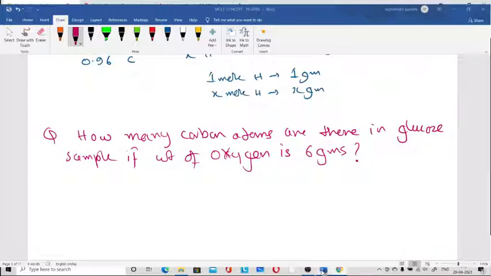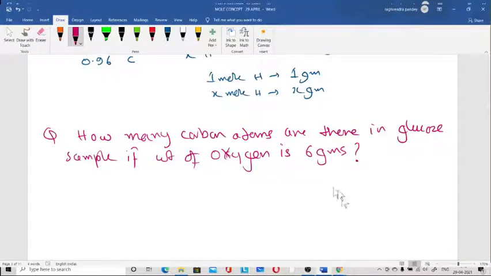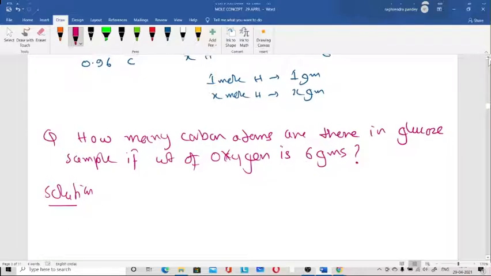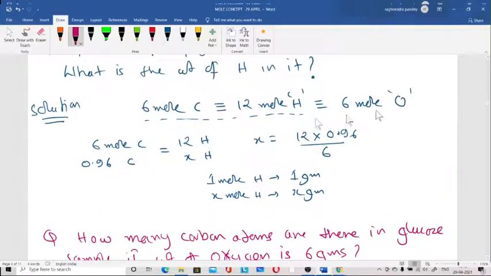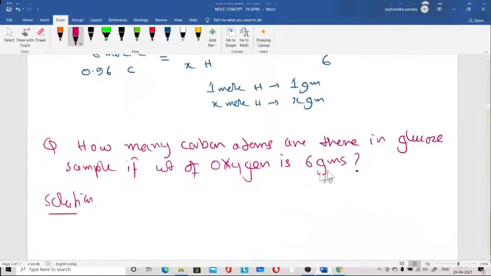Okay, so let's start solving it. Can you see the word file? So what is the solution? First, you have to see this one. That we did: 6 mole of carbon is equivalent to 6 mole of oxygen, because we need oxygen and carbon equivalence. So the weight of oxygen is 6 gram, and you have to find the carbon atoms.